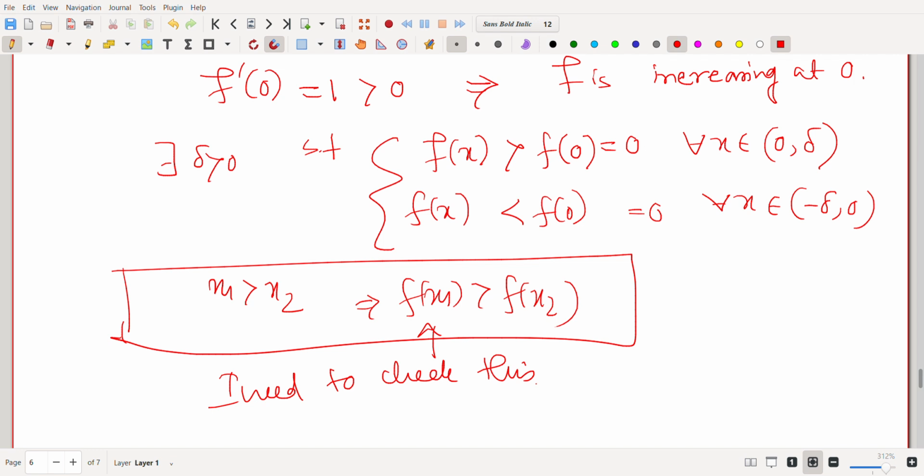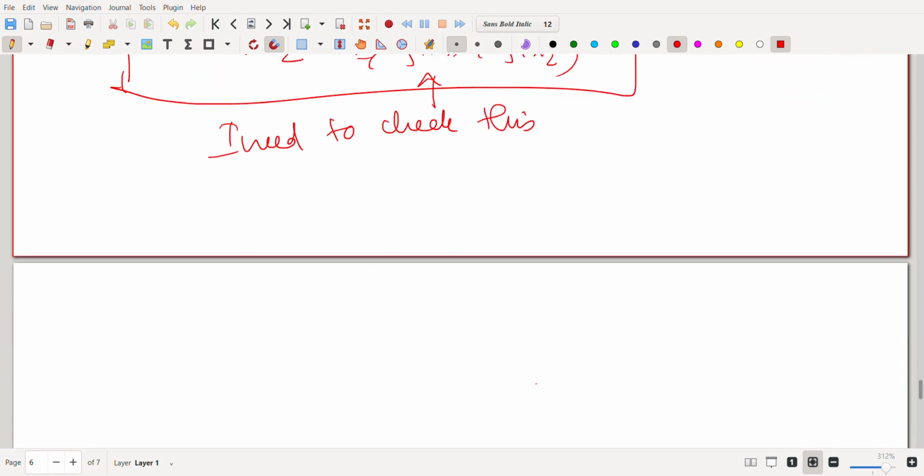But this property may not hold here, because from the condition it is saying that f(x) greater than 0 on this interval, and here it is saying that f(x) less than 0 on this interval. But it doesn't imply that whenever you are taking x1 and x2 at different points, f of x1 is greater than f of x2, whether it is true or not. We can't get information from this, right?